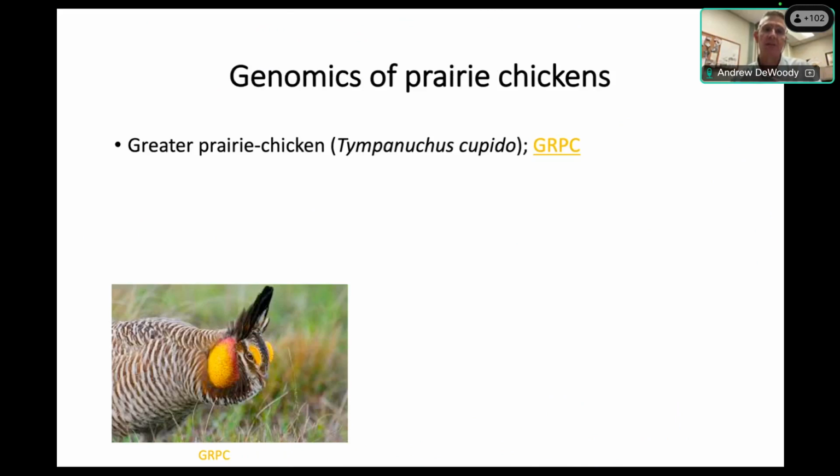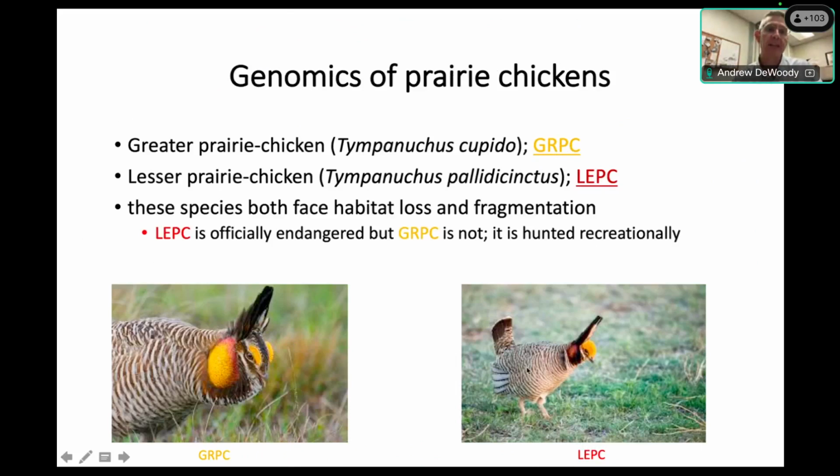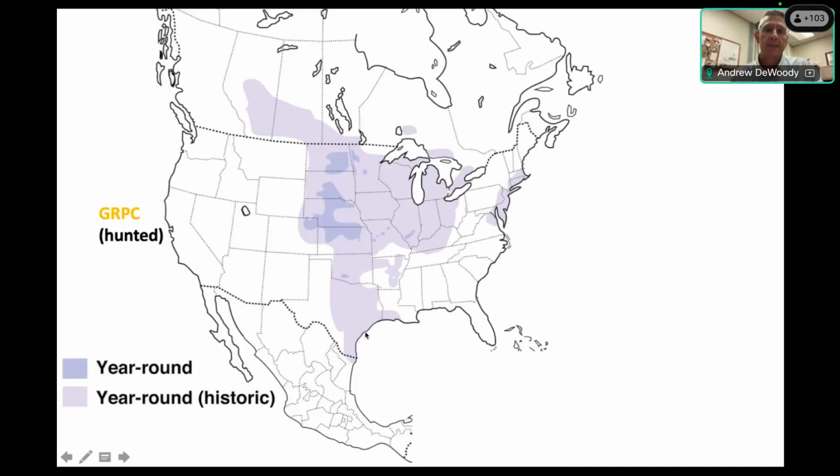Well, with the prairie chickens, we're talking about two species, the greater prairie chicken, GRPC, which will consistently be, I hope consistently, in gold throughout the next few slides, and the lesser prairie chicken, which will hopefully be the LEPC in red. And it's red because this species is endangered, and the greater prairie chicken is not. It's hunted recreationally in parts of its range. But of course, they both face habitat loss and fragmentation of our short and long grass prairies. But this occurs on a much larger geographic range.